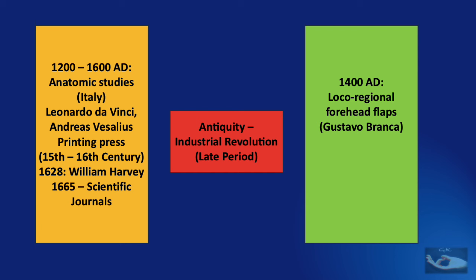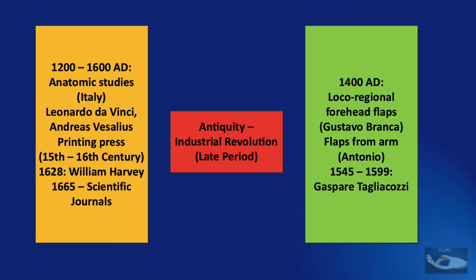Based on these innovations, Gustavo Branca of Italy began using the loco-regional forehead flap technique of Sushruta for the nose. His son Antonio began using a distant flap reconstruction for the nose as harvested from the arm, which is the first documented use of the upper extremity as a donor site for flap reconstruction. Gaspar Tagliacozzi popularized this technique.